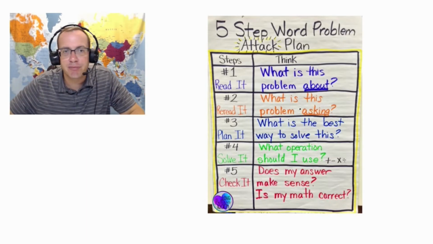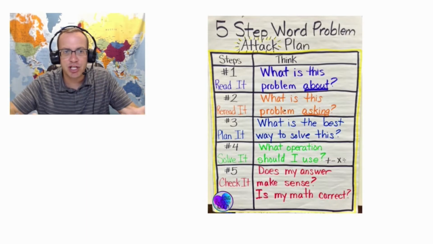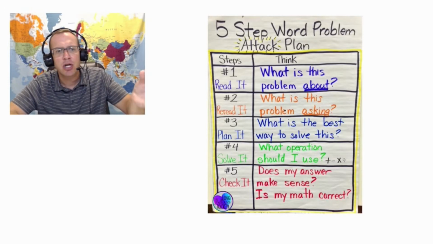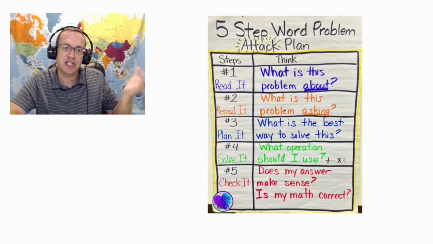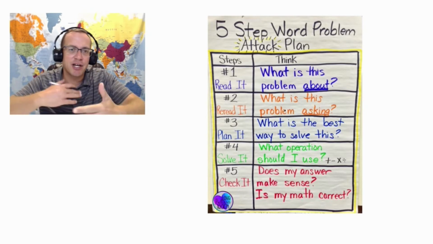and then you can go ahead and check your math, right? We always do the opposite when we're checking our math. So if it's a multiplication problem, we can check it by dividing. If it's an addition problem, we can check it by subtracting, and vice versa.